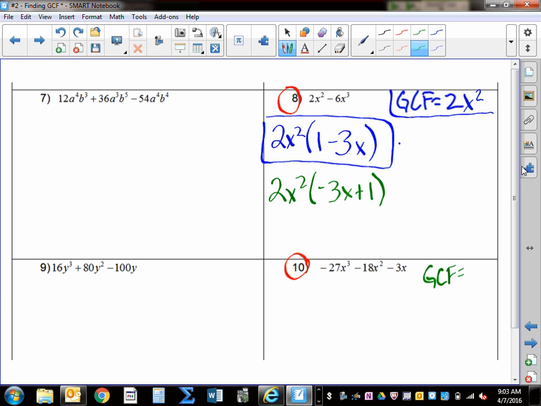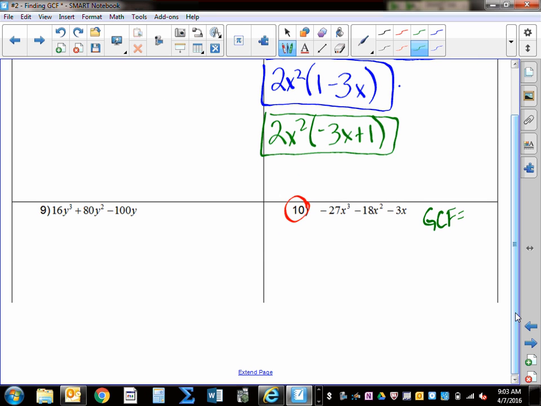So if you forget in the beginning, you can fix it in the end. But I should have checked that in the beginning. My apologies. Okay, so is it in standard form? Yeah, good. Now, do we have a negative in front? Yeah, so we have to take out that negative. Now, looking at our numbers, 27, 18, and 3. What's my GCF? Yeah, the 3.